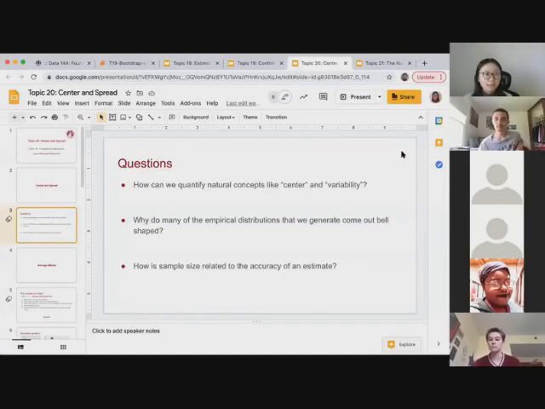I should say the first question will probably be the most straightforward to answer at this point, because the next two are what we're trying to answer for you, not only in this topic but a little bit later as well. So any thoughts about how we can quantify natural concepts like center and variability? Anything that comes to your mind so far? We talked about a few, like mean. I'm going to say one thing, mean, as a center estimate.